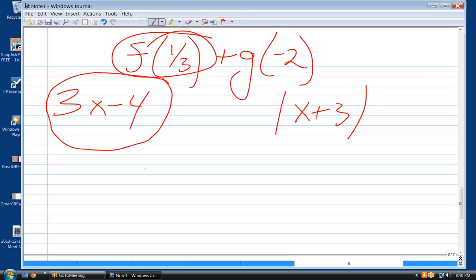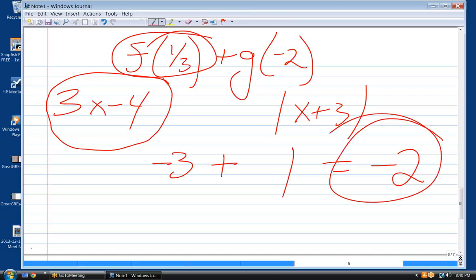3 times 1/3 minus 4, which is -3. And then we're going to add to that whatever g of minus 2 is. What is g of minus 2? 1. There's your answer. Very straightforward.